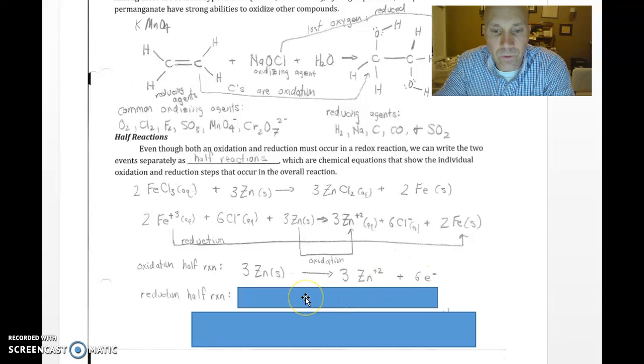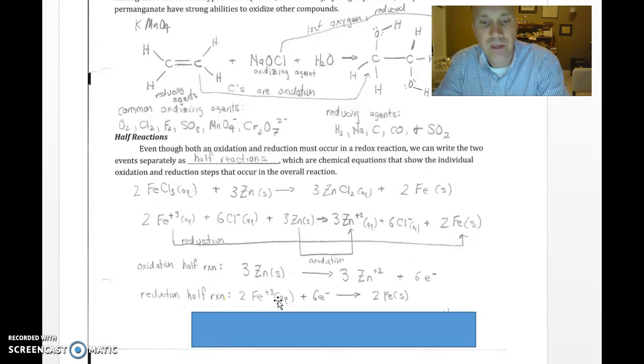All right. So similarly, we could do the same thing with the reduction half reaction, going from iron plus 3 to iron 0. Notice that in order to go from here to here, we need to add the 6 electrons that are added to the iron atoms in order to give the neutral atoms.